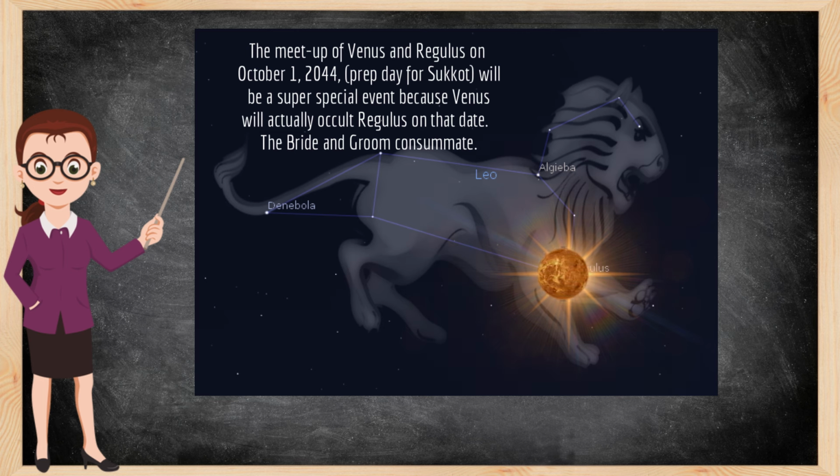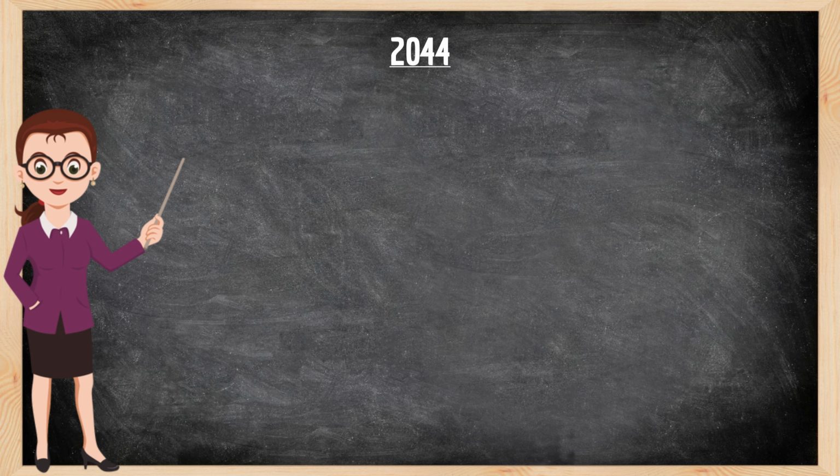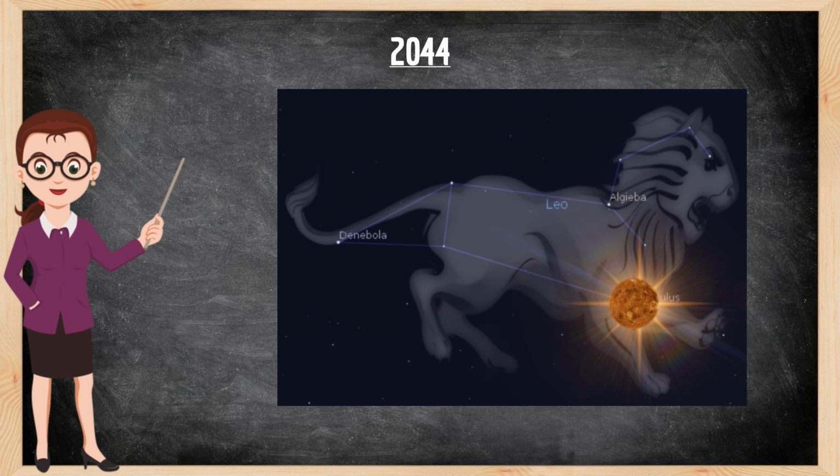The bride and groom consummate. So not only is it close to it, it's going to occult it. They're coming together on that day. The year 2044, it seems like it's going to be a rockin' year for signs in the heavens. Not only do we see this Venus-Regulus marriage happening, which is rare and awesome in and of itself, but an incredibly rare, never seen before phenomenon up and beyond this occultation will be completed this year as well.